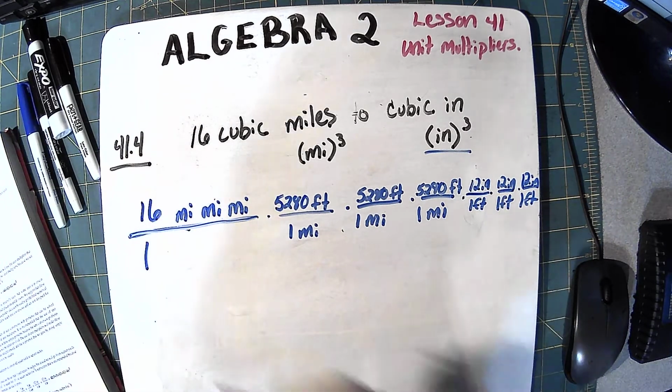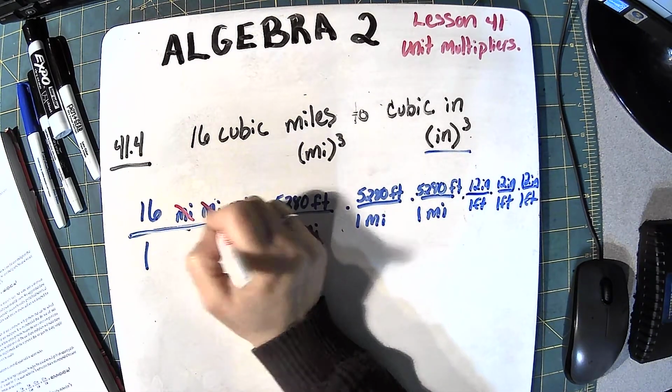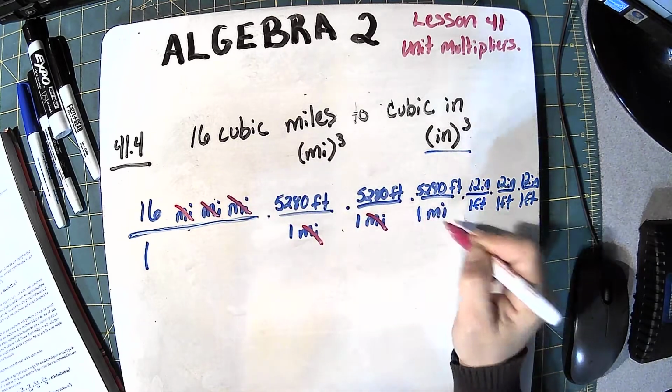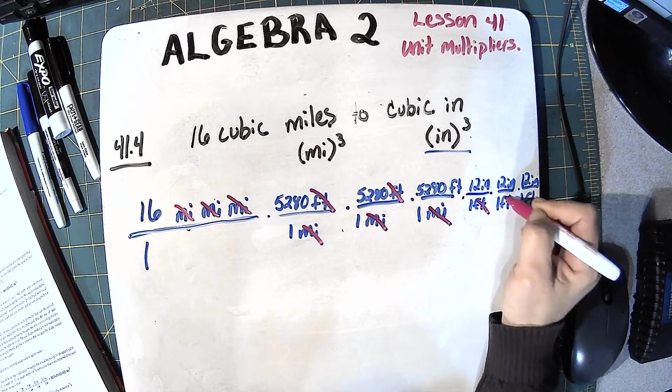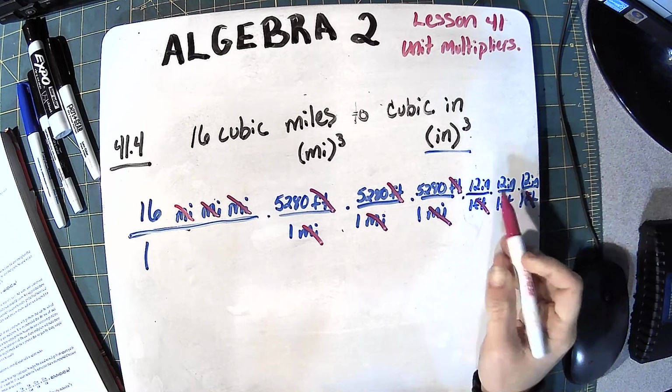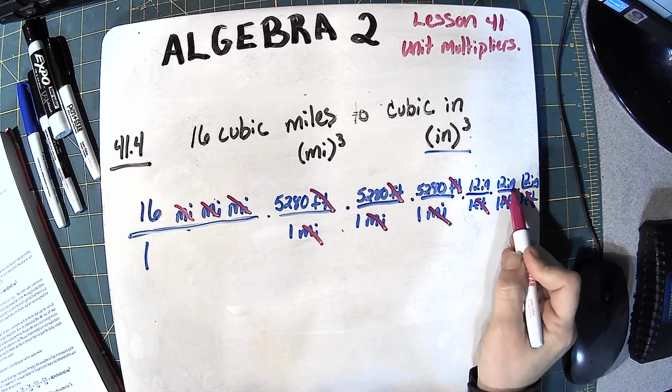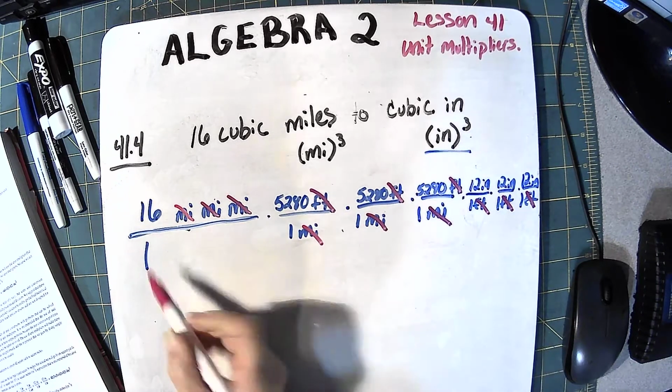Now I'm going to cancel all my units. So miles to miles, miles 3. And then feet, I can cancel that 3 times. And I'm left with cubic inches because I have inches, inches, inches. Alright, now all I have to do is write my numbers in parentheses.